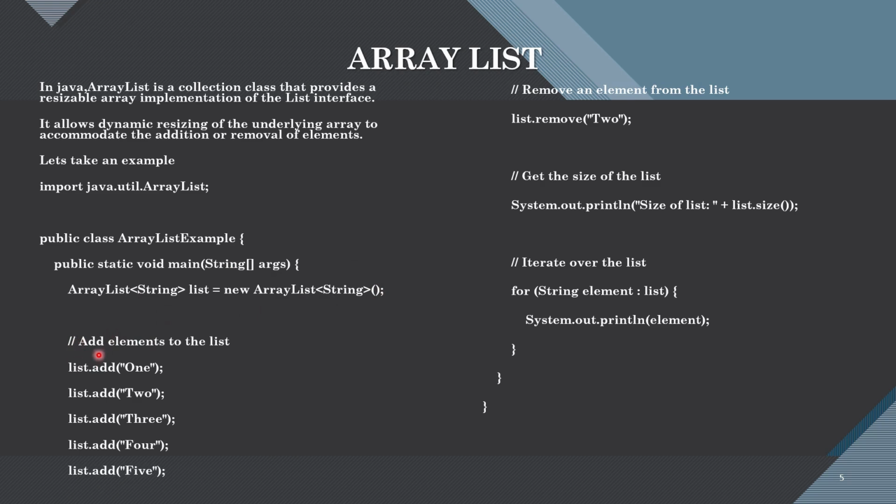Then using the add function, list.add, we are adding the elements into the list, respectively 1, 2, 3, 4, 5. So this is how you can add elements into the ArrayList. But now, how do we remove one? We use the dot remove function. As you can see, list.remove, and whatever element you want to remove from the ArrayList. Now, if we do not know the size of the list, how do we determine it? We just use the list.size function. And to iterate inside the list, we use the command for String element in list, and print all the elements present in the list. I hope this is clear.